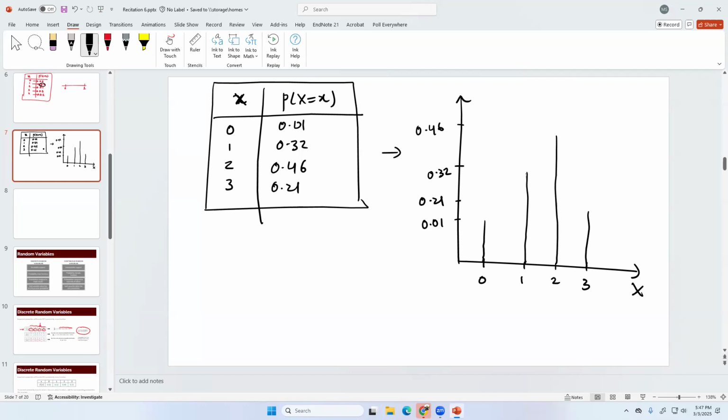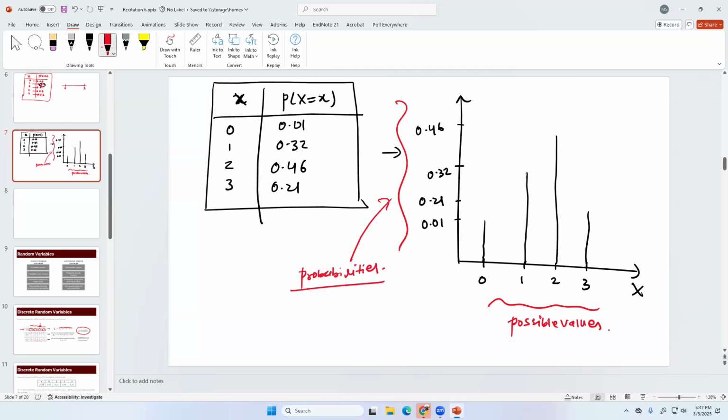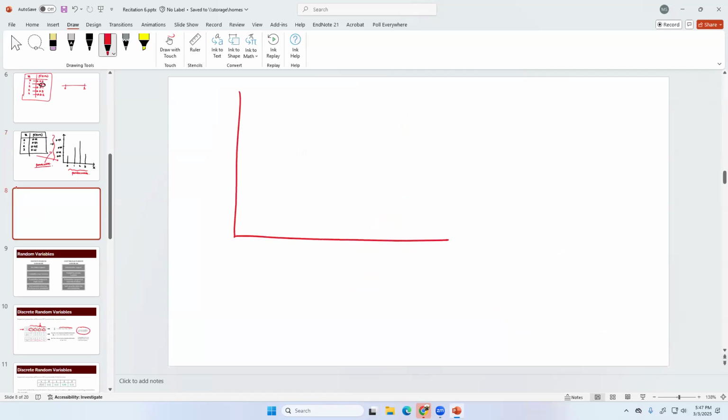Where this is your x, your x-axis are all of the possible values, and your y-axis are all of the probabilities. Okay, so this is clear, right? What I'm doing is just using this table to visualize it more efficiently, and this is called a probability distribution. Okay, it's giving you a distribution of all the possible values with their probabilities. You guys have seen this, right? I mean, so this is also a probability distribution.